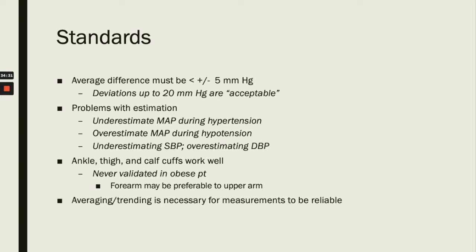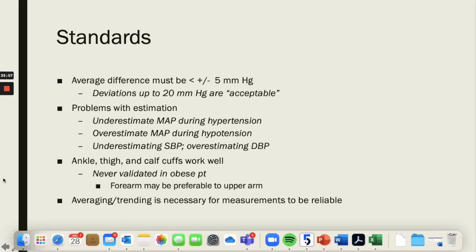So we do have some problems with estimation. When a patient is hypertensive, it may underestimate the MAP. And during hypotension, we may have the opposite, an overestimation of the MAP. And then there are also problems with underestimating the systolic blood pressure and overestimating the diastolic blood pressure in general with the NIBPs. So that's why we look at trending and averaging of all the blood pressures. We try not to just focus on the one blood pressure. We try and look at things over a range of time so we can get a general idea and picture of how our patient is actually doing.